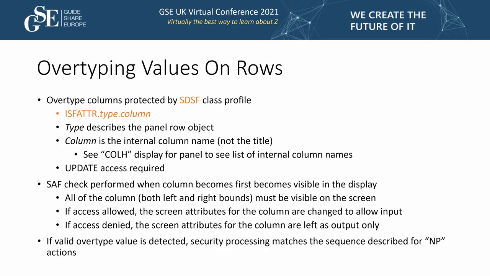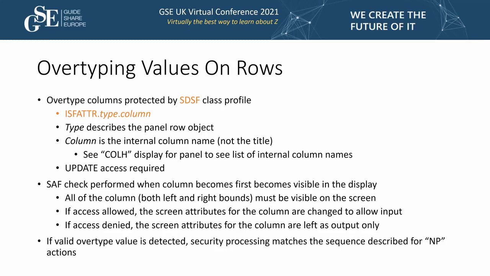So what we do here, the entire updatable column must be visible on the screen. If some of it's off to the left or right hand side, it is marked as a read-only column. So you only see the data that's currently there. If access to that column is allowed, those attributes on the screen are changed to allow you to overtype it, to allow input.